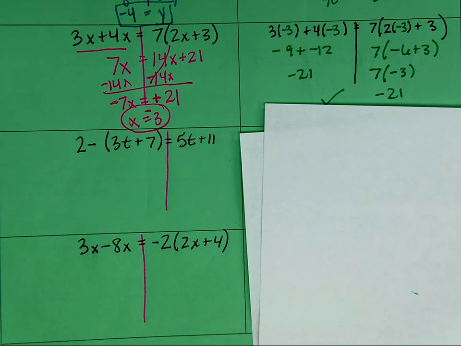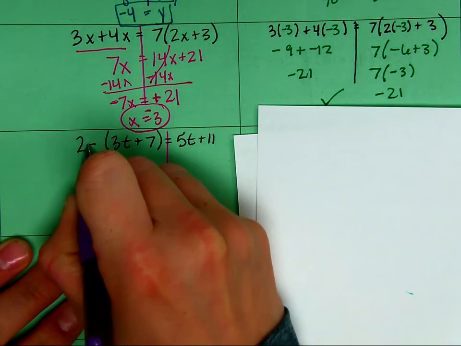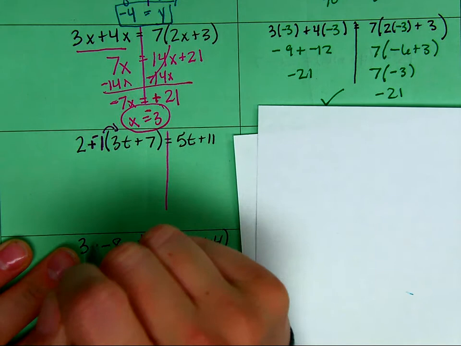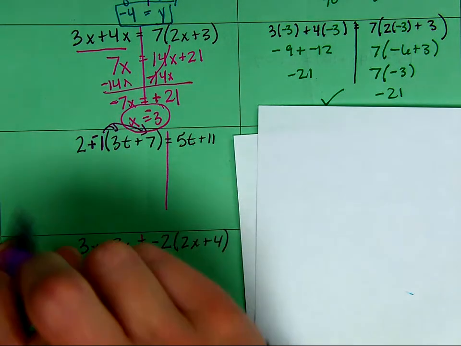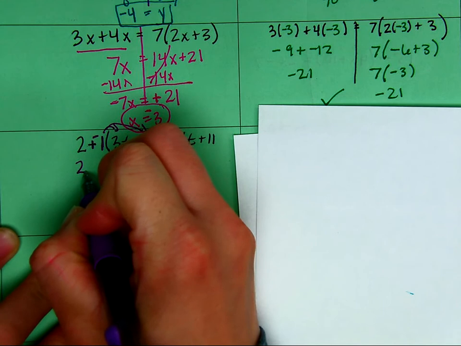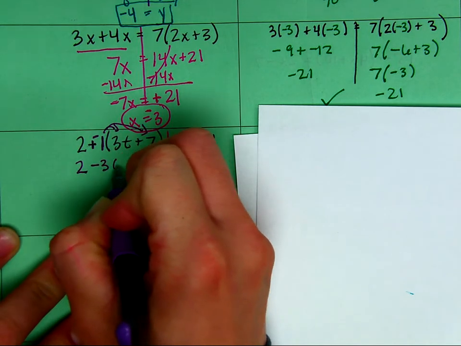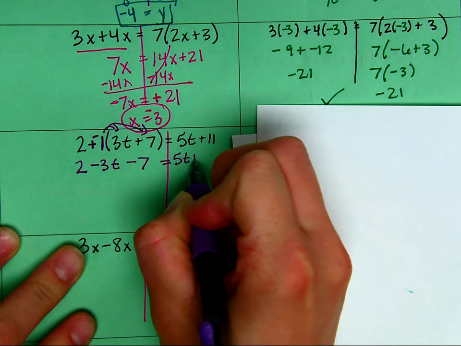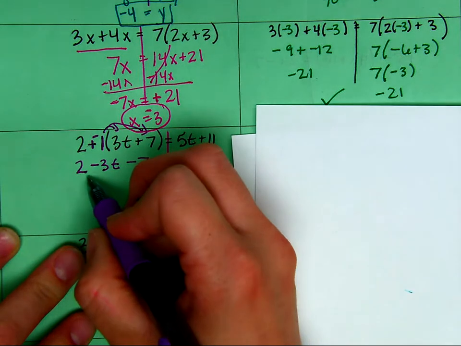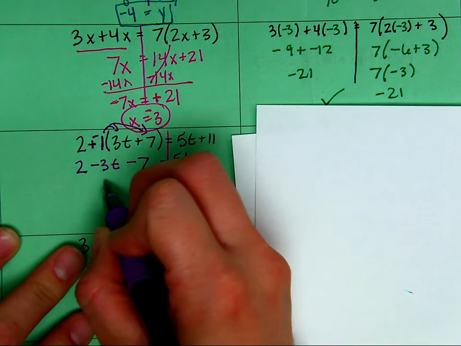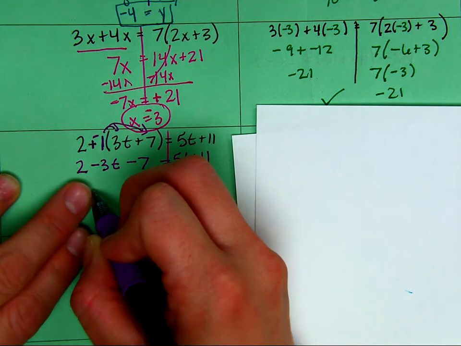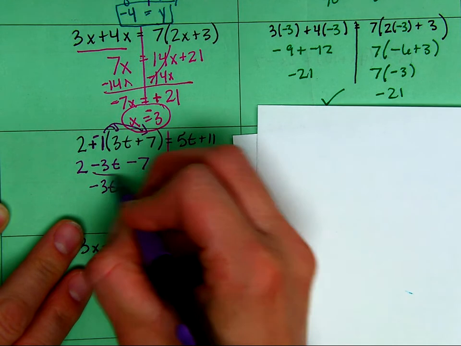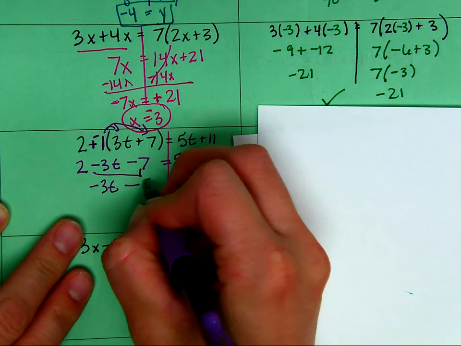All right, so on this one, make sure we are distributing a negative 1, not that 2. So we've got to go to both terms there. So the 2 just hangs out. This becomes a negative 3t and a negative 7. Nothing for me to do on the other side yet. And then I have like terms. Remember, it doesn't matter if I put my number before the t or after the t. A lot of times I like to write my t first, but that's just me. So 2 minus 7 becomes a negative 5.